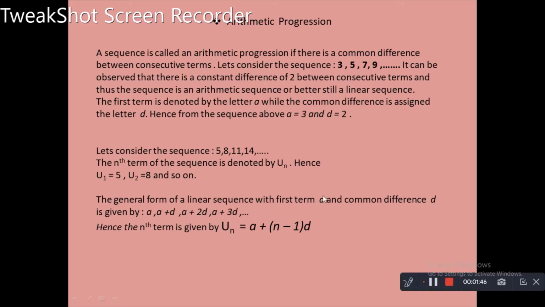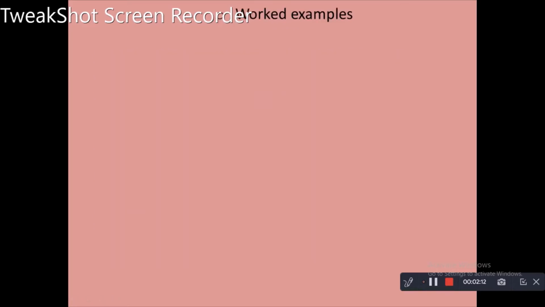Hence we want a form that we will be able to use to derive the value of the nth term of an AP. Hence the nth term is given by Un is equal to the first term plus bracket n minus 1 multiplying D, where n is the term that we are looking for. Let's see how we can apply this.